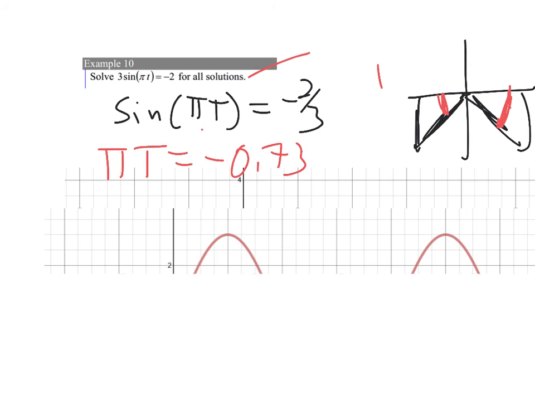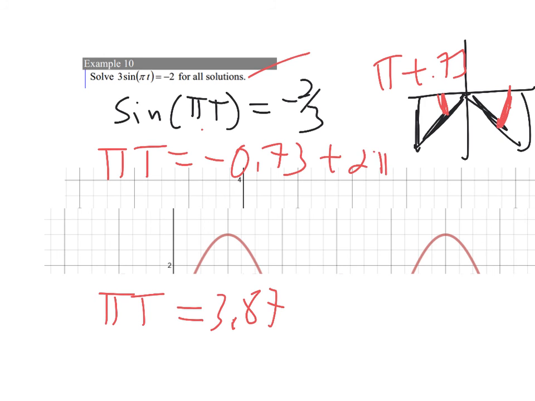And the way we get that is we're going to take pi and add 0.73 to it. So what's 3.14 plus 0.73? I'm getting pi t equals 3.87. And then sine has a period of 2 pi, and we're going to write plus 2 pi k.